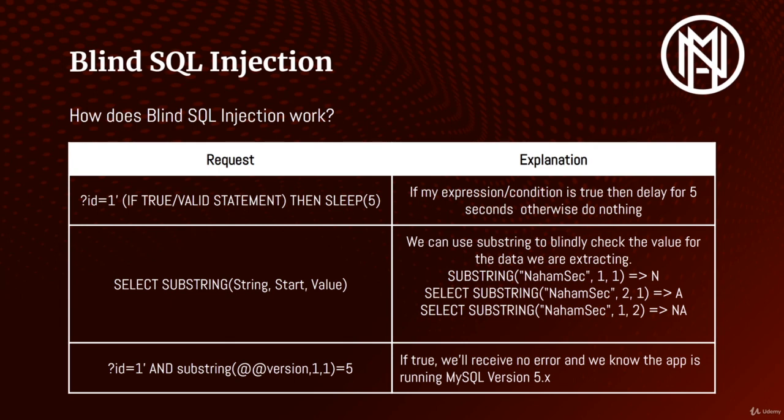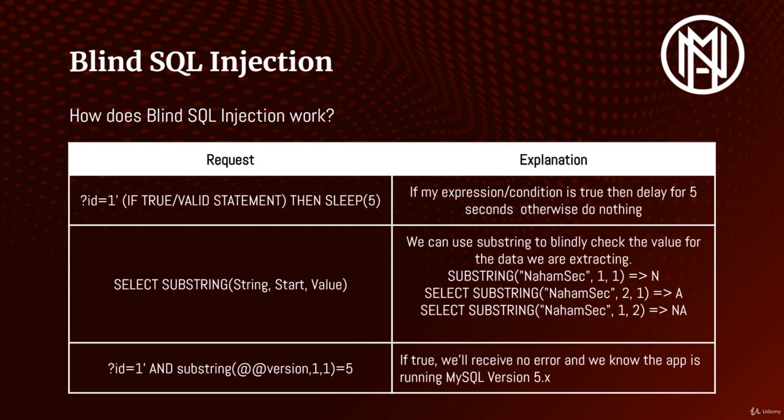So instead of waiting for it to give it back to you, you can say, hey, does select substring nahamsek 1 equal n? If that is true, there are no errors, and if it's not true, then it's going to say, no, that is not correct. There's an error. I don't know what happened. So now we're going to use this functionality. This was an example. We're going to use this functionality and guess the MySQL version.